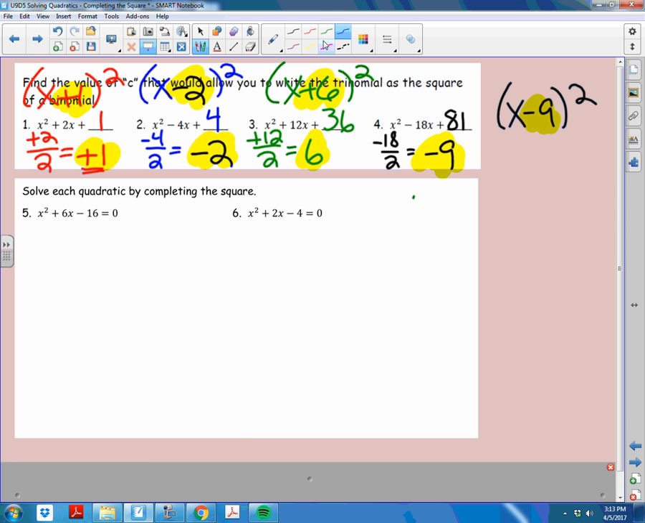Now, a times c is what? In the next one, -4. So we're looking for two numbers that when multiplied together get you -4, and when added together get you +2. Find me two numbers that when multiplied together get you -4, but added together get you +2. -2 plus 2 is 0. Next.